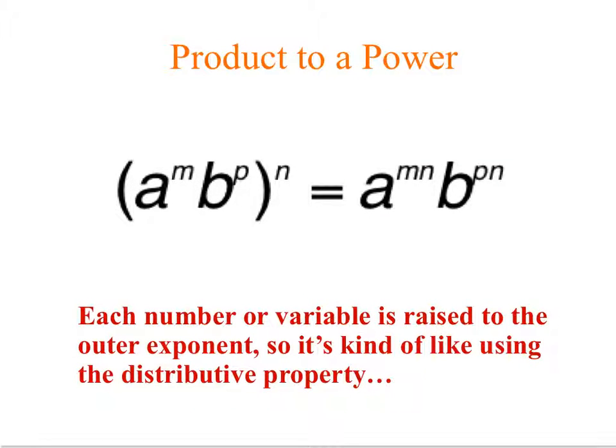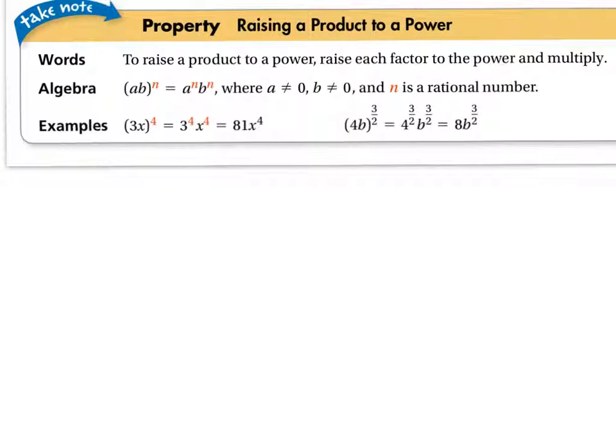When raising a product to a power, you need to apply the power to each part of the product inside, each factor. So each of these exponents is raised to this outer exponent. It's kind of like using the distributive property. To raise a product to a power, raise each factor to the power and multiply. So if we have ab inside parentheses, this n is applied to each of them. So it's a to the n, b to the n.